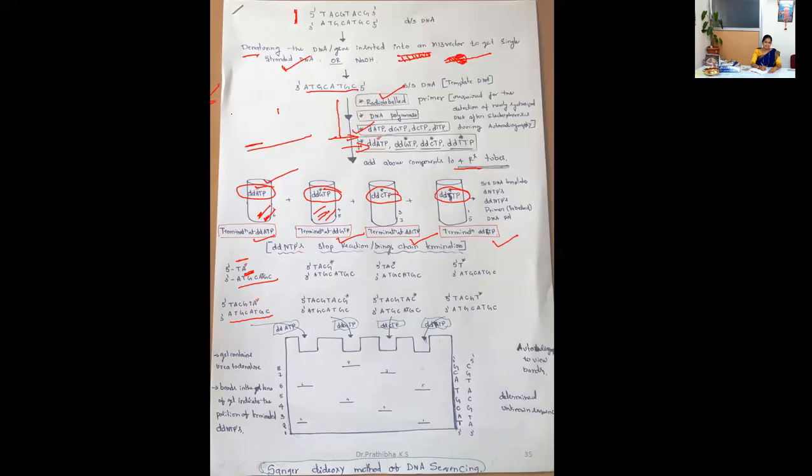That is the ddGTP. When there is an addition of ddGTP, termination has occurred here, and when there is an addition of ddGTP here, termination has occurred here. See the length of the DNA fragment. This length is quite bigger than this one. According to the length of the DNA fragment, they will settle in the gel electrophoresis.